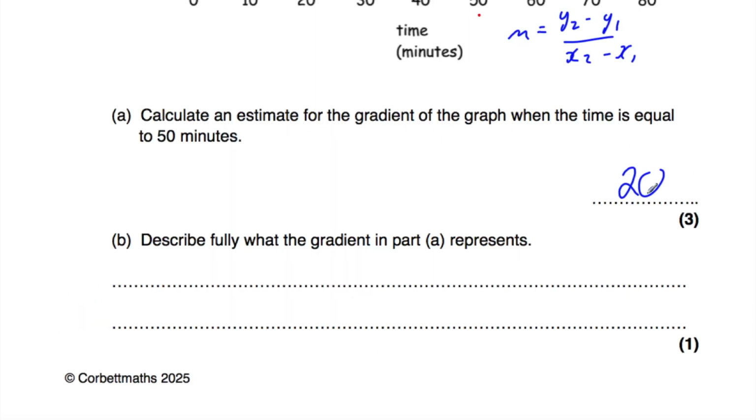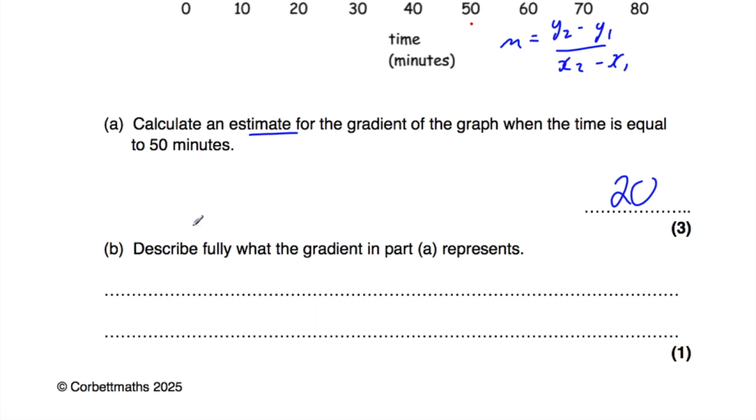So our estimate for the gradient of the graph whenever the time was equal to 50 minutes is equal to 20. And just to mention, it is an estimate. So if you perhaps got 19.5 or 20.5, that might have been allowed. It depends obviously on the range the mark scheme gives. Then if we have a look at part B, it says describe fully what the gradient in part A represents. So what does this 20 represent?